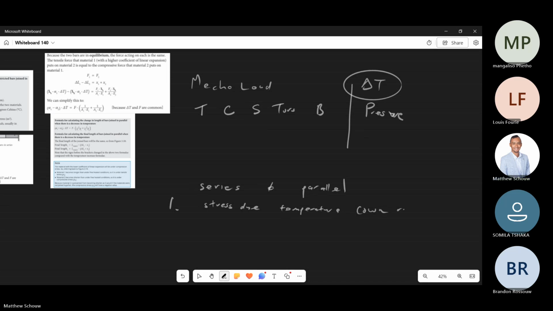And then we're also going to include the stuff we did in module 2, which is stress due to the mechanical loading. What I mean by that loading is typically a tensile and a compressive load. Colleagues, are you with me? Yes, sir, we are with you. 100%. So that's the key thing.